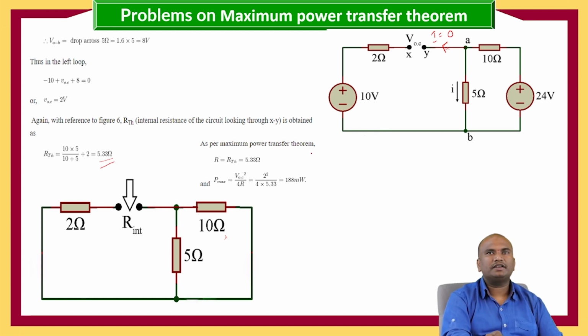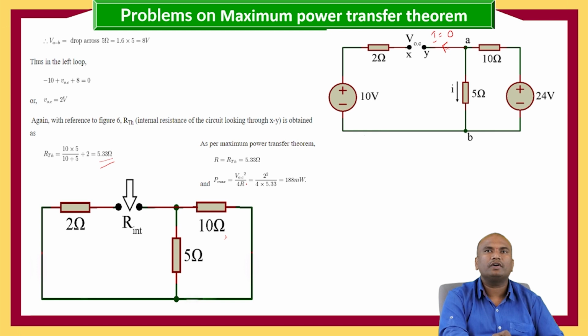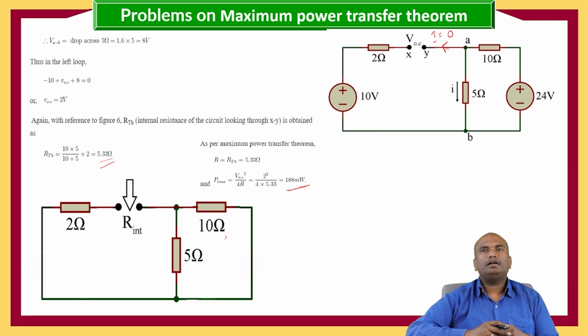As per the maximum power transfer theorem, R is equal to RTH, which is equal to 5.33 ohms, where P max is equal to VOC square by 4R, which is equal to 2 square by 4 into 5.33, which is equal to 188 milliwatts. This is the power absorbed by the load resistance under maximum power condition. We go with the next problem.